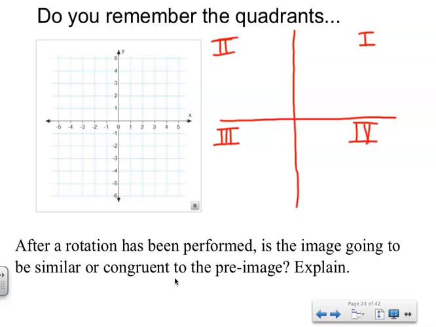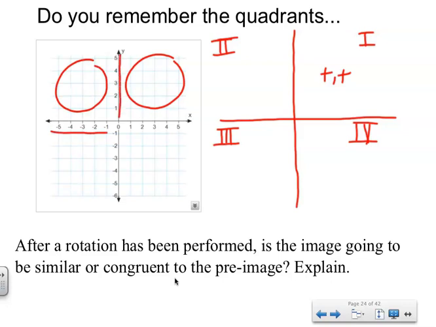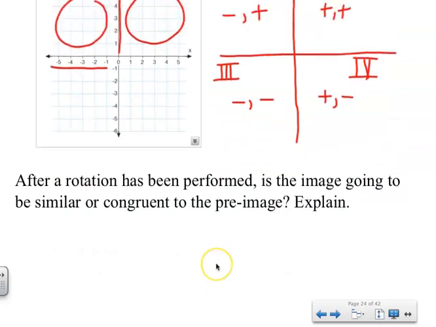Now, what do you remember about the first quadrant? What do I know about all of those points right there? I know they're all positive, positive. Okay. In the second quadrant, I noticed that my x's are negative and my y's are positive. That means the third quadrant is full of negative, negative ordered pairs, and that means the fourth quadrant has positive x's and negative y's. So if you remember the signs of the quadrant, this is going to be a whole lot easier for rotations.